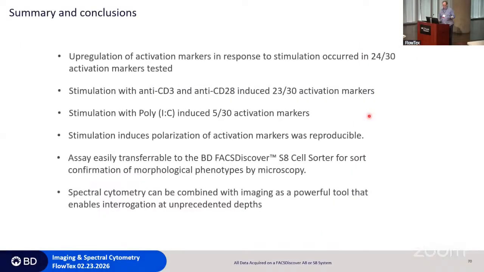I think that's all I have. Oh, and this is just the summary slide. There were 5 that went up with the poly-IC and 23 that went up with CD3 and CD28. And we'll see where it goes.